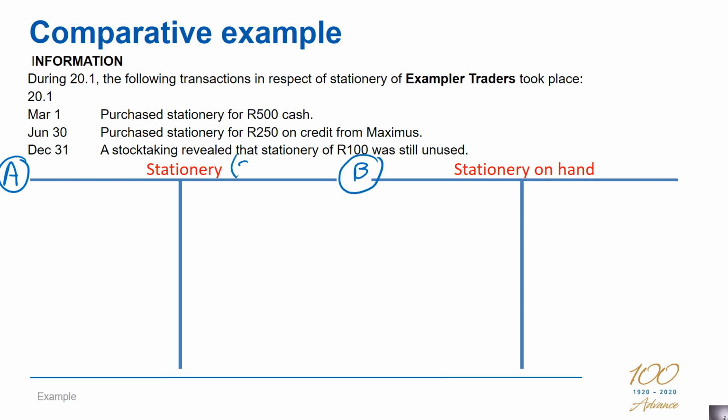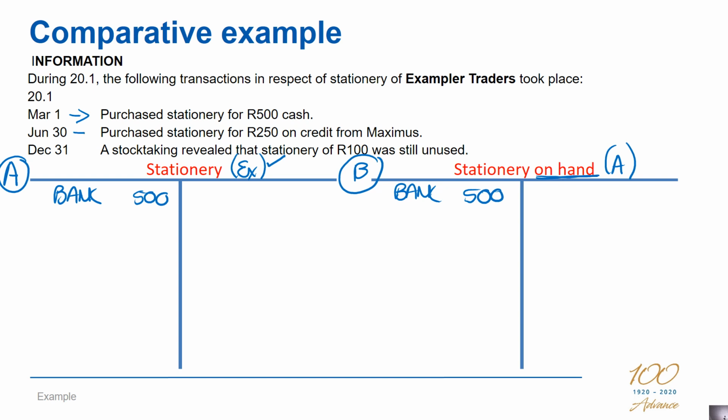In option A, we're going to account for purchases in the expense account. And in option B, we're going to account for the purchases in the asset account. On the 1st of March, we purchased stationery, 500 Rand cash. So that will be bank. This is according to manager A that chooses the expense account. Manager B will have exactly the same entry on the debit side, but of a different account, the stationery on-hand account, the asset account.